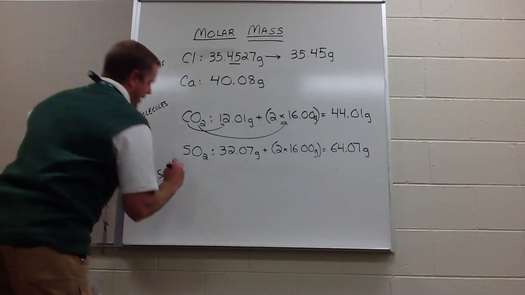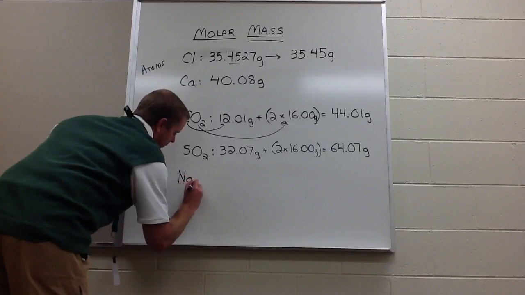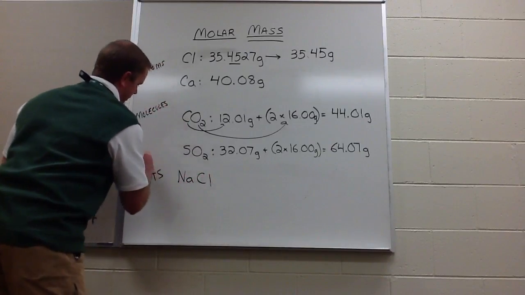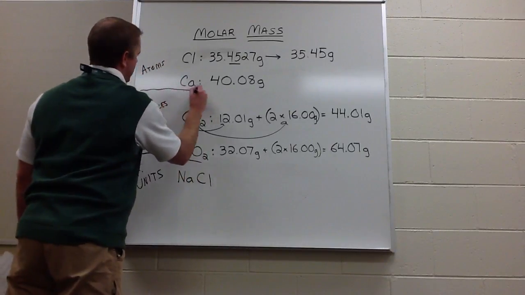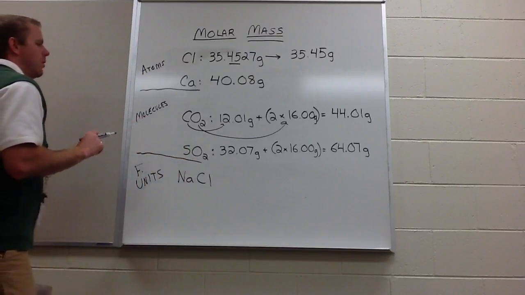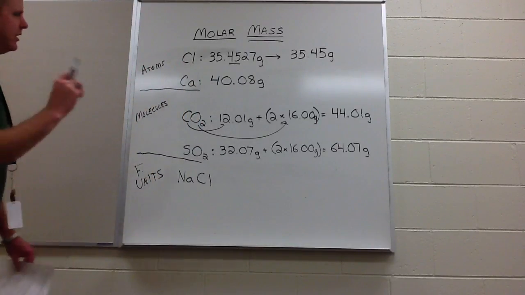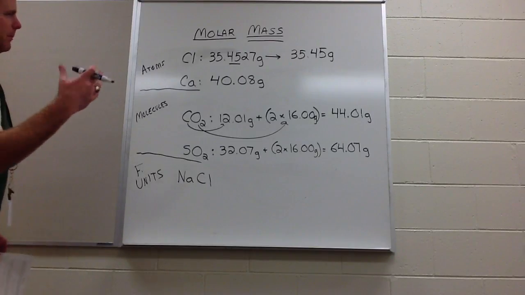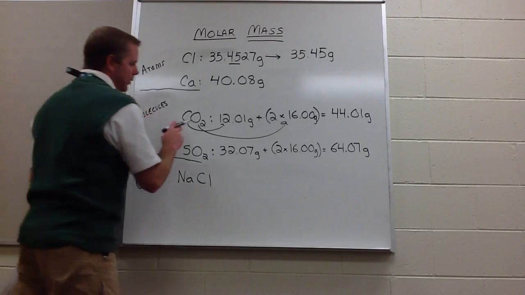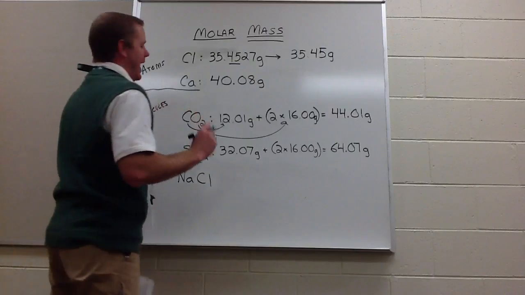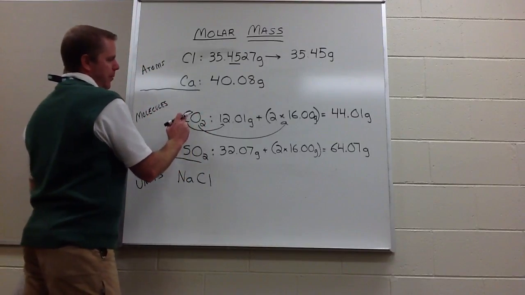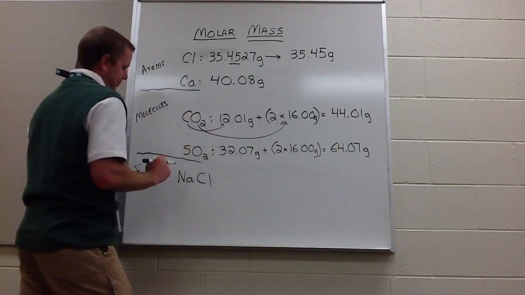Well, NaCl. Now, the reason we call these things formula units, let's real quickly cover that. So, atoms cannot be broken down into smaller particles, right? Atoms are the smallest indivisible particles that make up elements. Molecules can be broken down into individual atoms. That's what we call them molecules. Like this can be broken down into carbon and oxygen.